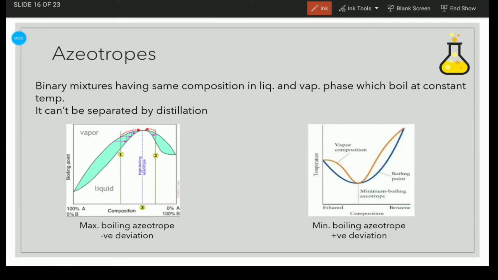Azeotropes. These are special types of Raoult's mixtures. They are basically binary mixtures having the same composition in liquid as well as vapor state and boil at constant temperature. Since they boil at constant temperature, they cannot be separated by distillation.